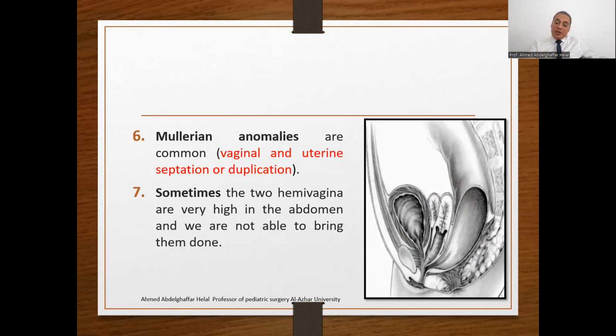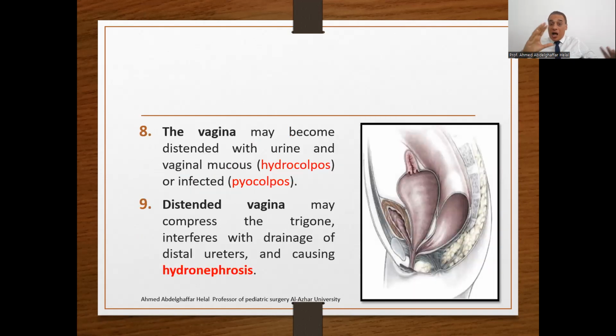The more common and more serious sequela is that this high vagina may become distended with urine and vaginal mucus from the fistula or the common channel, reaching huge size and compressing the trigone of the bladder, compressing the ureters, and interfering with the drainage of the urinary system, leading to hydronephrosis. So the most severe side of the spectrum, related to the length of the common channel, may present with a female child with more complications.